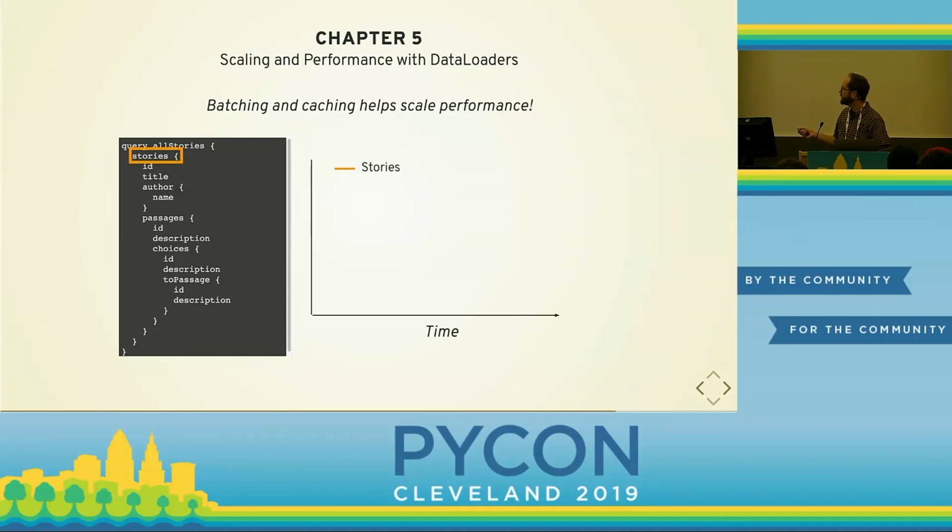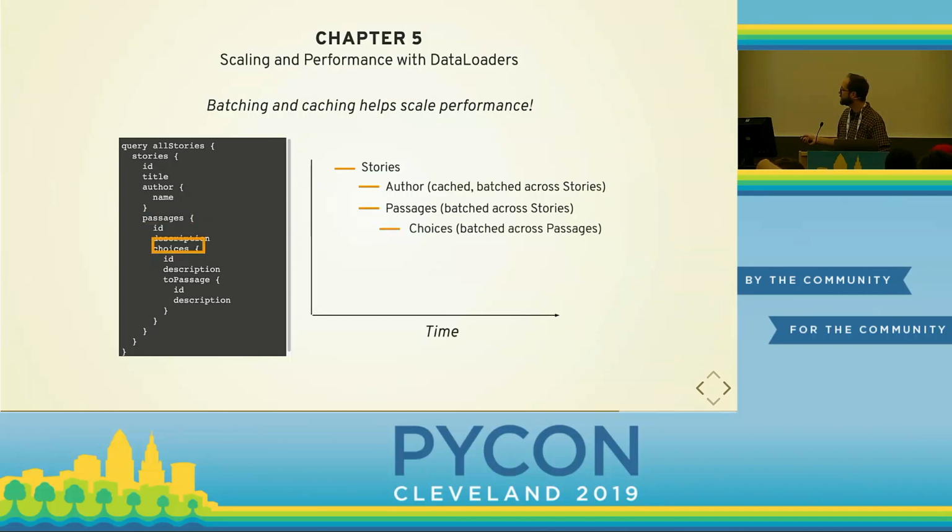So that same ginormous query we had before, we'll get all the stories in one query. We'll get all of the authors in one query and cache them as well if there are multiple authors that are the same. We'll get all the passages in one query, batched across the stories. We'll get all the choices in one query, batched across the passages. And we'll also get all the toPassages cached because we've already fetched them for the stories.